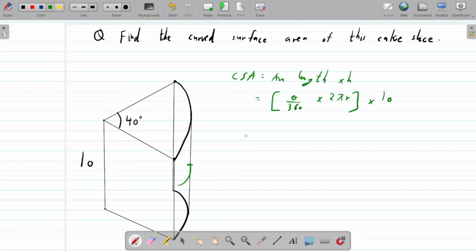Multiplied by 10. What is theta? Theta is 40. Then you just plug those values in. 40 over 360 multiplied by 2 pi r into 10. You put this in your calculator. In the end, the total area will be, let me check quickly, 55.8505. So that is your answer. So simply we just put in the formula and got the values and got the answer in the end.